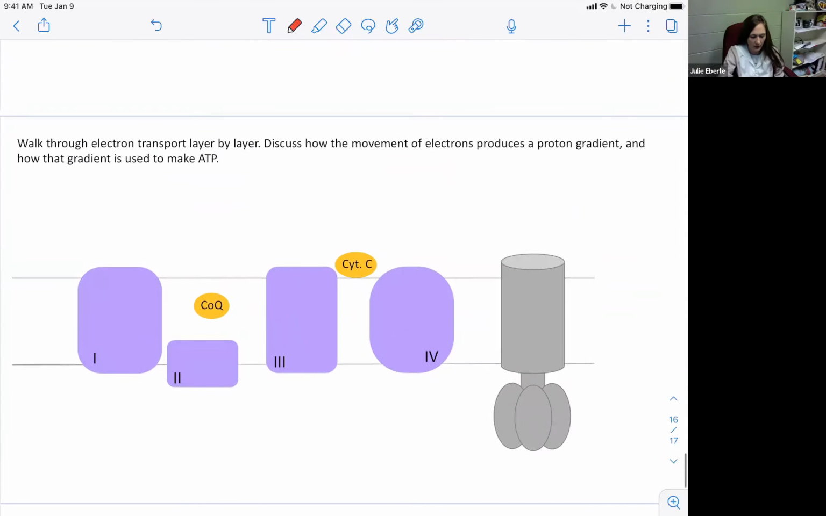So I have like 3 questions left. Walk through electron transport layer by layer. Discuss how the movement of electrons produces a proton gradient and how that gradient is used to make ATP.